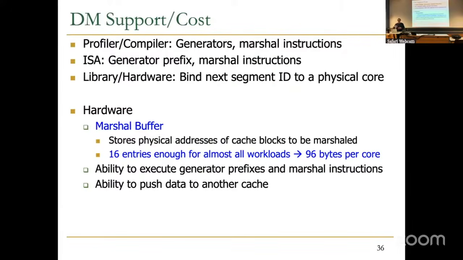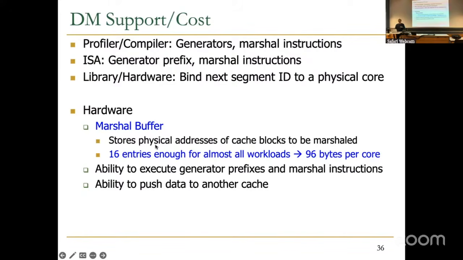So clearly, this spans across the stack. In this particular implementation, the profiler or the compiler needs to identify generators and insert Marshall instructions. The ISA needs to change also. You need to have a generator prefix, and you need to add some push instructions. I like calling them push instructions also, but Marshall instructions. And as I said, the library and hardware need to change such that you can bind the next segment ID to a physical core, so that the programmer doesn't need to know which core a particular segment is executing in.